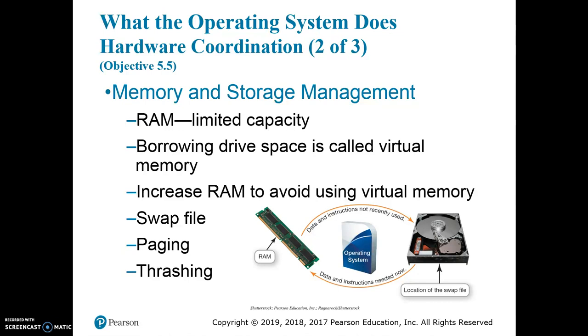RAM stands for random access memory. Remember we talked about that in our hardware chapter. It has a really limited capacity, maybe like 8 gigs. That's a decent amount of RAM to have. When there isn't enough room in RAM, the OS borrows room from the hard drive. And when it borrows that hard drive space, we call that virtual memory.